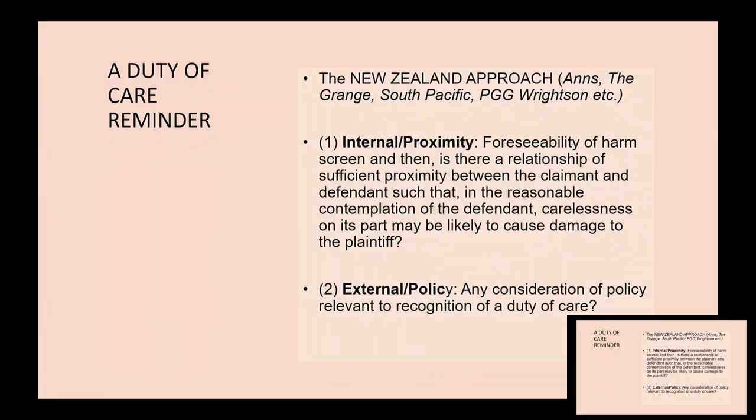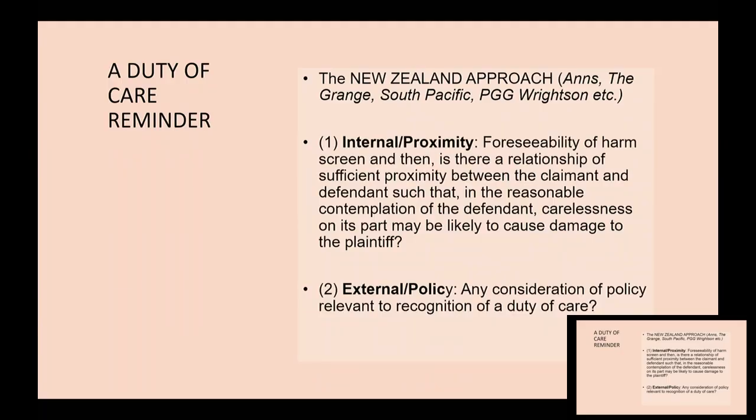So when we are in these situations like omissions and we have these special circumstances, which we will go into, are each examples of where the courts consider there is adequate proximity to justify a duty of care. We then have the external questions, which looks at any considerations of policy that are relevant to the recognition or otherwise of a duty of care.